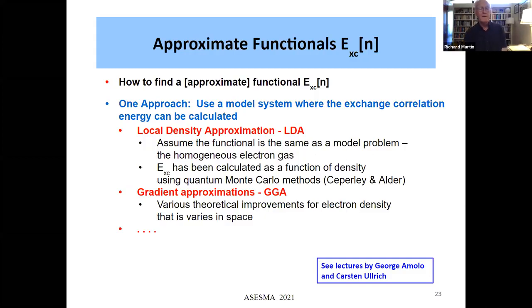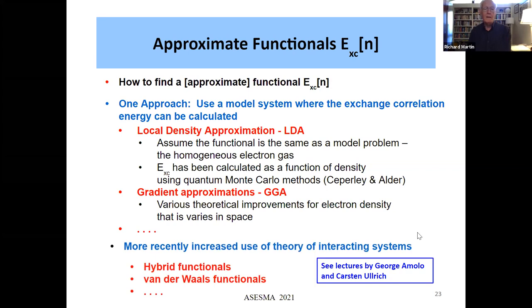The gradient approximations are another model system, and one of the ways of approaching it is also using Monte Carlo calculations that are done for systems that have spatially varying densities. There are many other developments, and many more recent ones use theory in a somewhat more direct way to approach the problem, not just taking something from a model system, like hybrid functionals and van der Waals functionals that are able to treat interactions that are quite non-local. And these are described more in the other lectures.